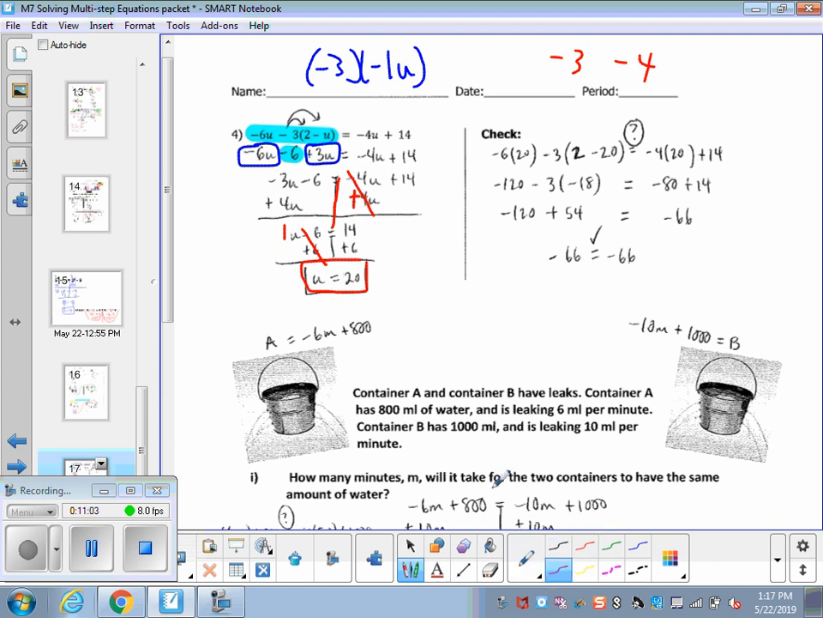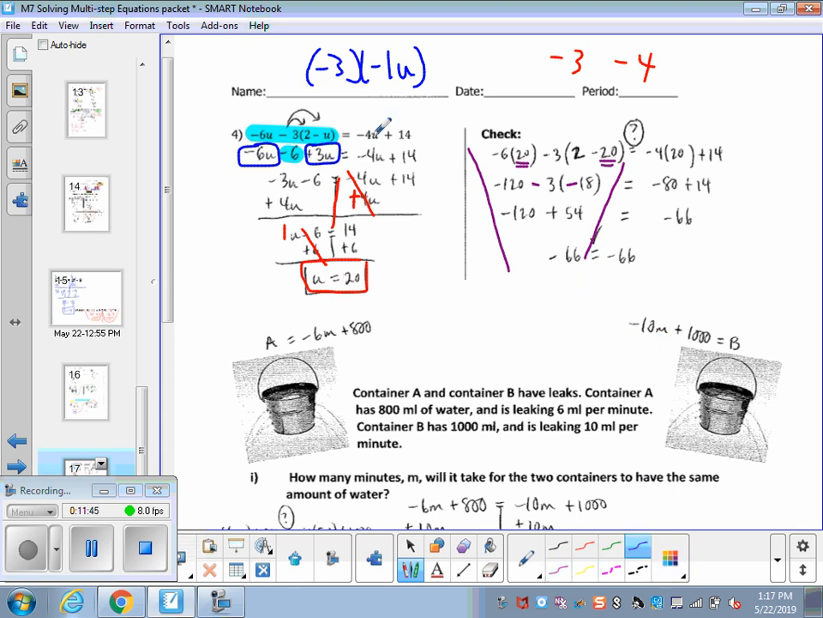Now let's talk about the check step, okay? So I've got the 20 that I've plugged in for u here, and I've got the 20 that I've plugged in for u here. So negative 6 times u is a negative 120. Now I've got minus 3 times whatever happens in here. So 2 minus 20 is a negative 18. Now this negative 3 times this negative 18 is my positive 54. So negative 120 plus 54. On this side we get a negative 66. If you want to use your calculator along the way to check with me, I highly recommend that.